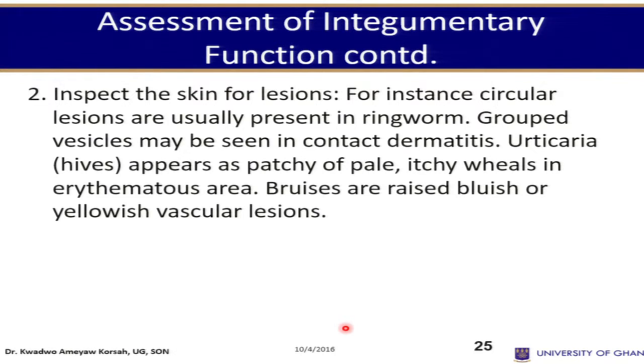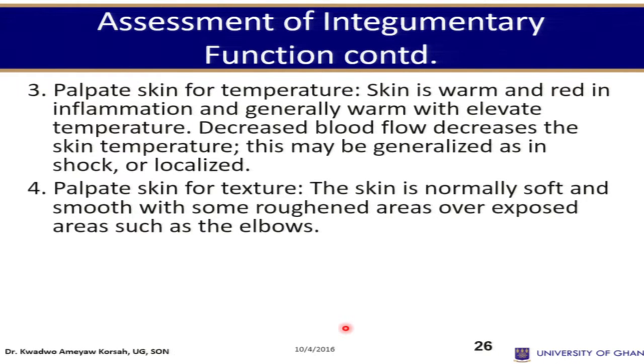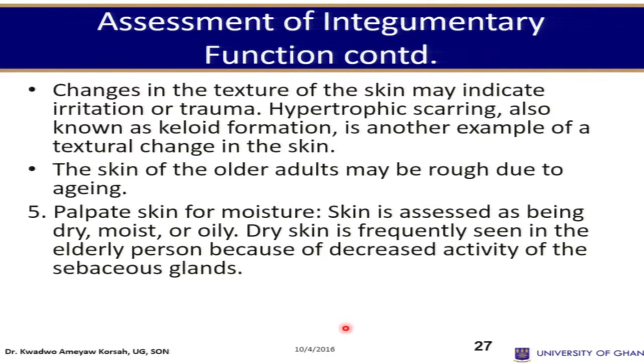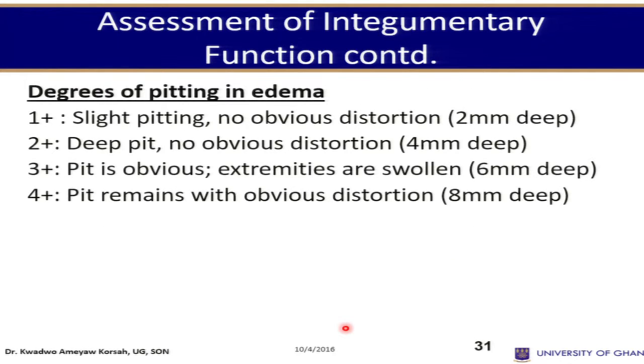So we inspect the lesions. We also need to palpate for temperature and palpate the skin for texture. In terms of palpation, the texture may help us look for areas that have lesions. The skin is normally soft and smooth with some roughened areas over the exposed areas, such as the elbow, the buttocks, and the back of the neck. And then we also palpate for the moisture of the skin. As we do palpation, it may be important to identify from time to time the degree of pain.